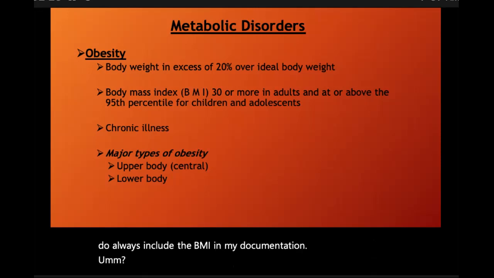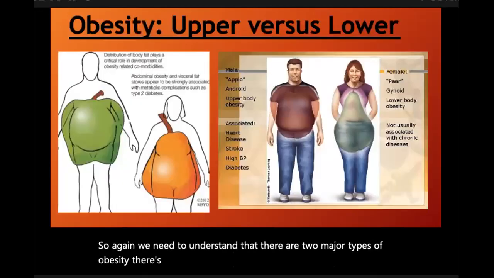So again, we need to understand that there are two major types of obesity. There's upper body and lower body.